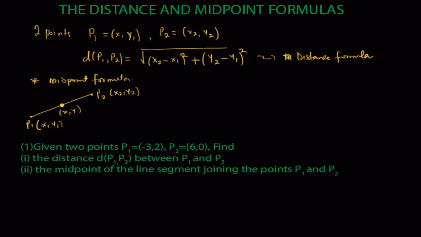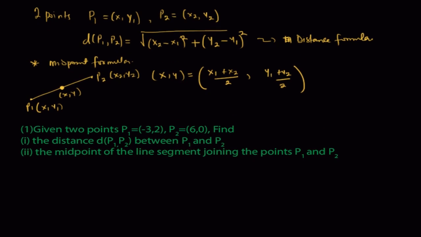All it says is to find the midpoint of the line segment joining P1 and P2, all you need to do is find the average of the x coordinate and the average of the y coordinate. In other words, xy, which is the midpoint, equals the average of the x coordinate, which is x1 plus x2 divided by 2, and the average of the y coordinate, which is y1 plus y2 divided by 2. And this is the midpoint formula.